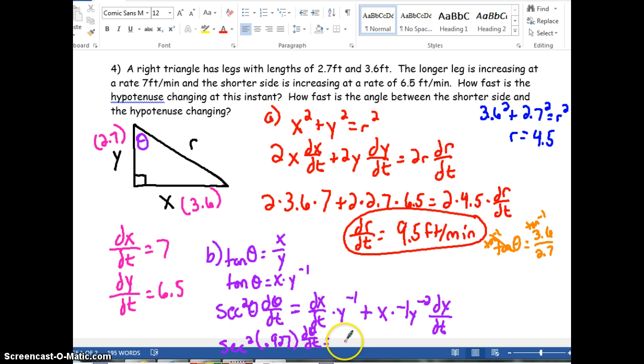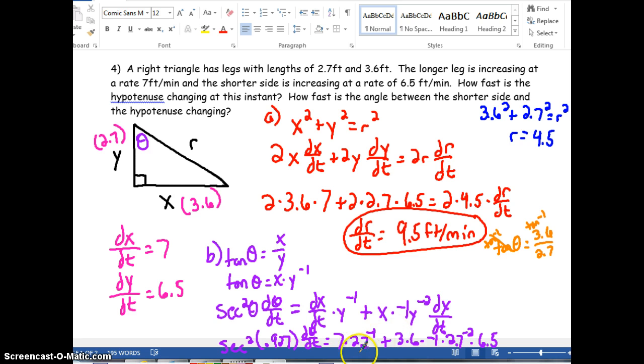the right side. dx/dt again was 7 times y, which is 2.7, to the -1, plus the x, which was given to me as 3.6, times -1, times that y to the -2. So y here is 2.7 to the -2, and then times my dy/dt, which is 6.5.